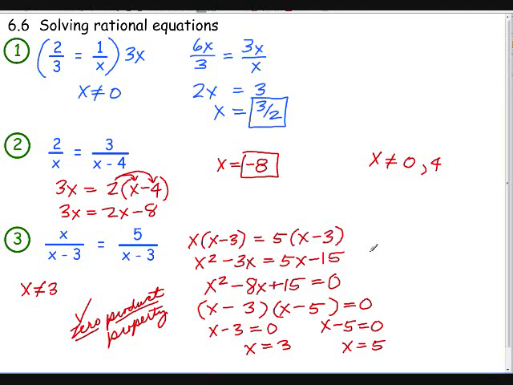Well, we do have a problem, don't we? Well, here it is. We said that we can't let x equal 3. So clearly, this one is disallowed. Even though in our solution process, which was entirely correct, we got 2 answers, this one is disallowed. So we only have one legitimate answer, and that is 5.